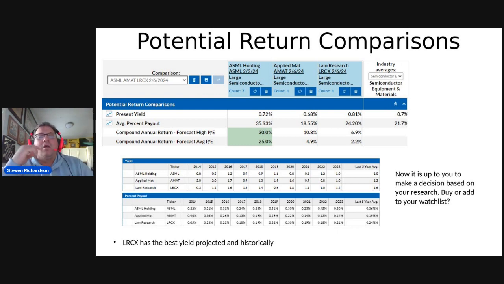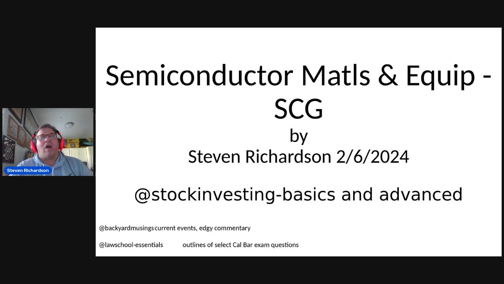And remember that the semiconductor industry is very similar to semiconductor equipment and materials, and we're going to be doing a study of that industry next, and then we'll compare them side by side at the end of that study.